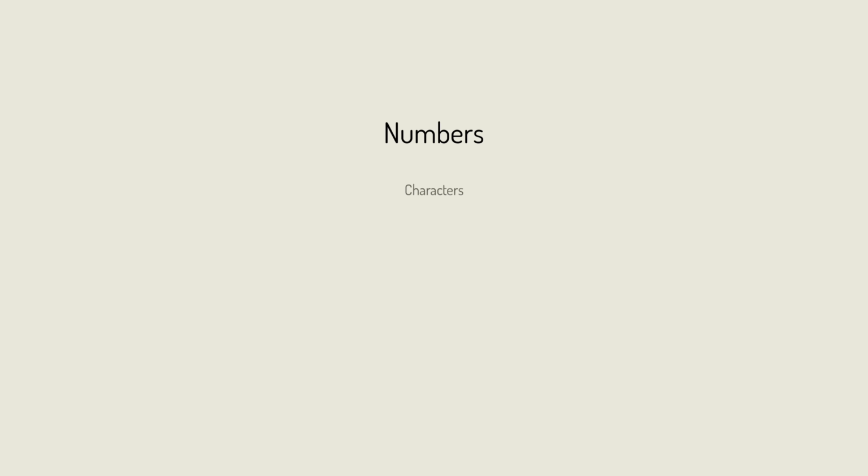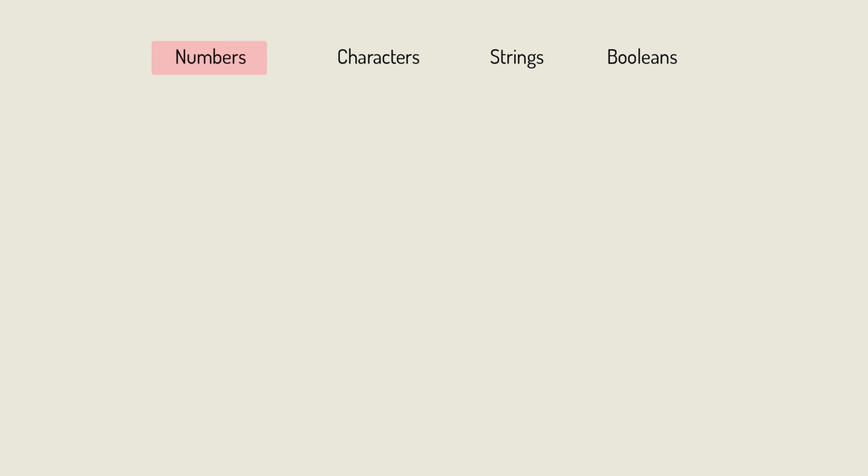In this tutorial, we're gonna talk about basic data types in Kotlin. These data types are divided into 5 different groups, which are numbers, characters, strings, booleans, and arrays that we'll discuss separately in the next video. Let's start with numbers, which can be divided into 2 groups, integers and decimal numbers.